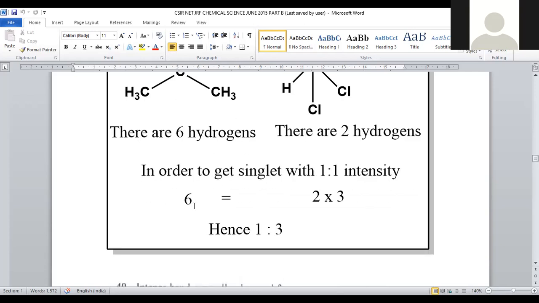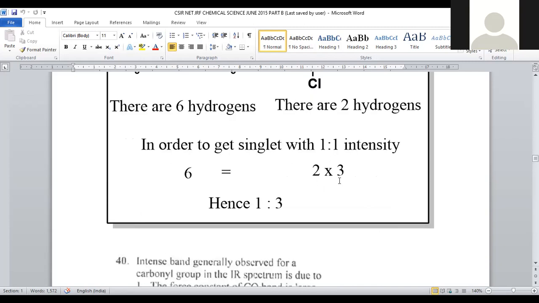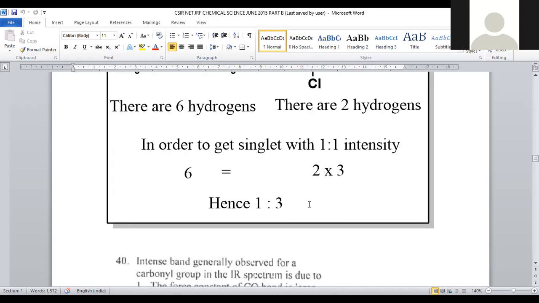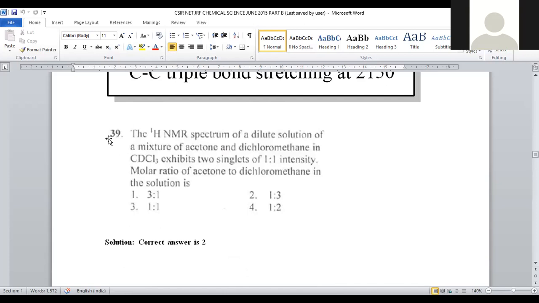If we are taking 1 mole of acetone, then in order to equalize with the second compound, where two protons are there, when multiplied by 3, here also we will get 6 protons, so that 1:1 intensity can be achieved. For that purpose, if 1 mole of acetone was taken, we have to take 3 moles of dichloromethane. This is called the 1:3 molar ratio. So that is provided in option number 2. For question number 39, option number 2 is the correct answer.